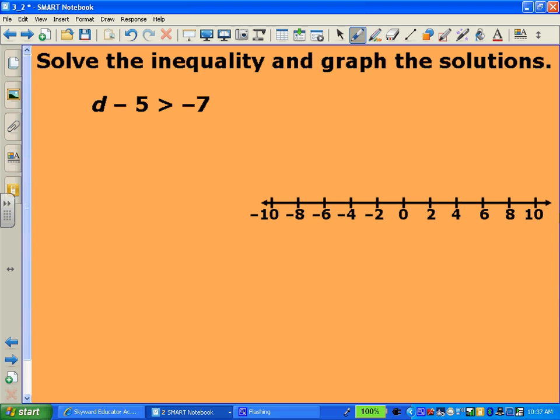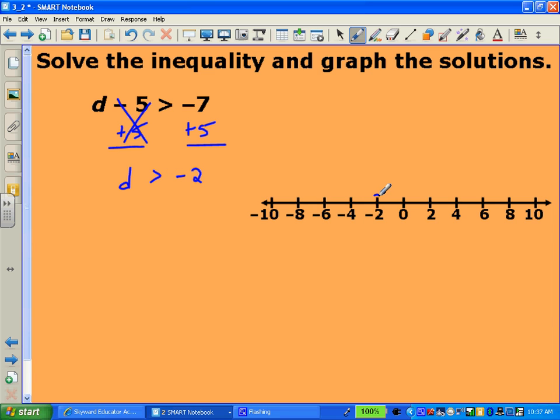Here's another one. Now this one contains subtraction. D minus 5 is greater than negative 7. So I'm going to add 5 to both sides. Over here, negative 5 plus 5 is 0. So I have D greater than negative 7 plus 5. Those are different signs. I'm going to subtract, keep the sign of the bigger number. So that's going to be negative 2. So D is greater than negative 2.